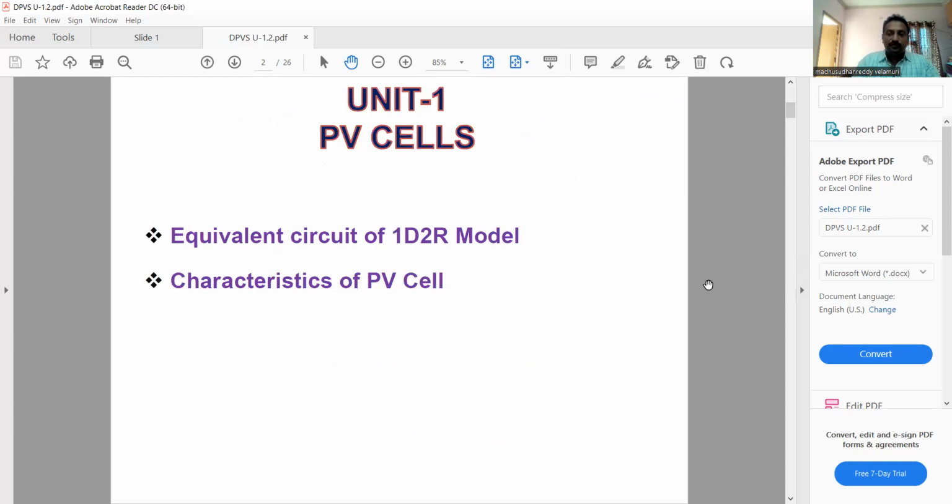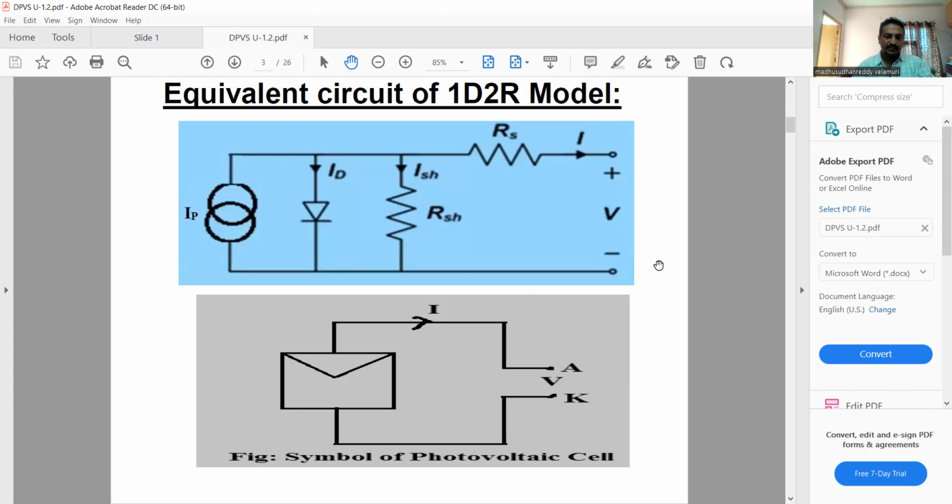What is the solar cell, what is the historical background of the solar cell, what is the difference between cell and module, and what are the different types of solar modules available, already covered. In this session, I'll continue with the equivalent circuit of the one diode, two resistor model and the characteristics of the solar cell. Before that, I'll start with a small introduction of what is this solar cell.